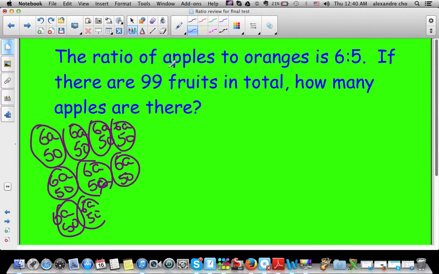So I want to know how many apples are there. Well, I have 6 apples in each group, and there are 11 groups, so there are 66 apples.